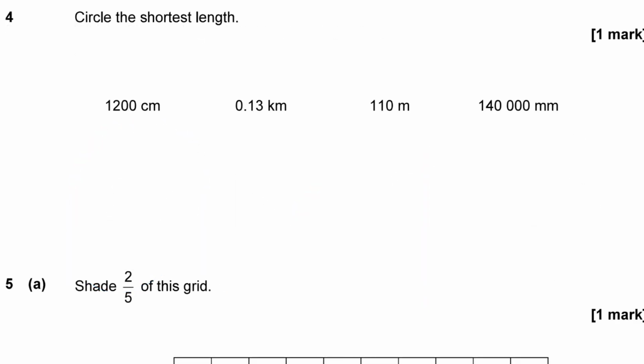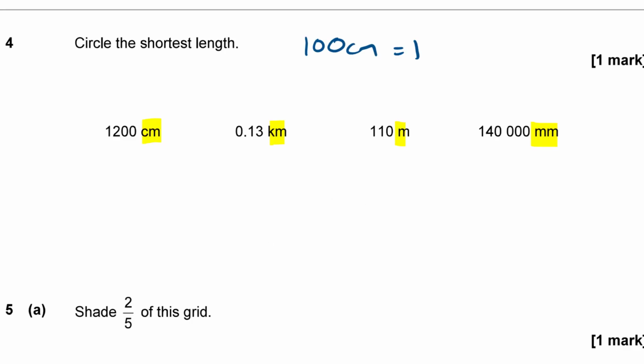Question 4. Circle the shortest length. So we've got a mixture of units here. We've got centimetres, kilometres, metres and millimetres. So to compare them, it's probably a good idea to put them all into the same unit. I think I'm going to go for metres. That's kind of in the middle of all these, isn't it? So 1200 centimetres. Now there are 100 centimetres in 1 metre. So dividing 1200 by 100, or in other words, crossing out 2 zeros, 1200 centimetres is going to be the same thing as 12 metres.